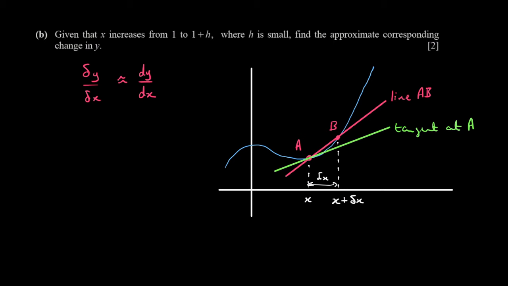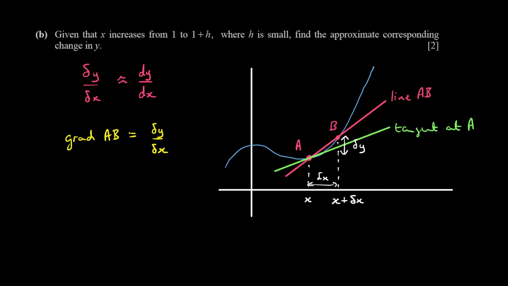Now, if delta x is the little increase in the x direction, then delta y is the little increase in the y direction, right? So in other words, to go from point A to point B, we've moved a little distance in the x direction, that's delta x, and a little distance in the y direction, delta y. Well, what that means is that the gradient of the red line, the gradient of AB, is equal to delta y over delta x, because it's the change in the y direction divided by the change in the x direction.